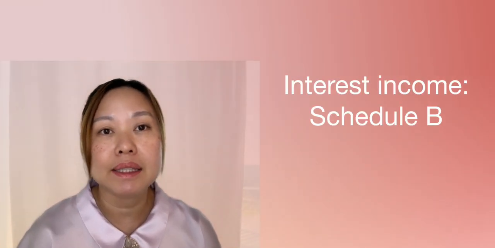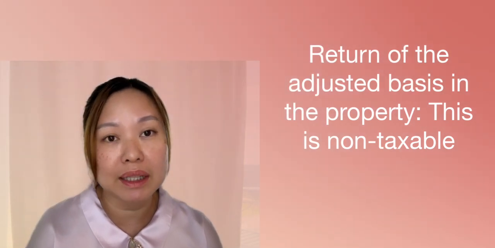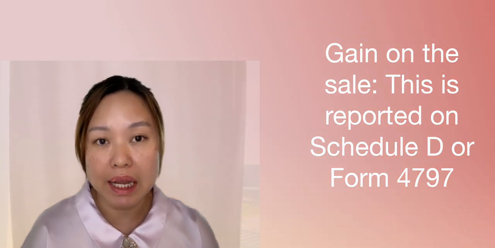Payments in an installment sale typically comprise three components. First is the interest income, which is reported on Schedule B. Second is the return of adjusted basis in the property. Think about it as a return of capital, the money that you put in, you recover your cost. So this is non-taxable, because it's only the return of your investment, the return of your cost. And the third thing is the gain on the sale. The gain on the sale is reported on Schedule D or Form 4797.